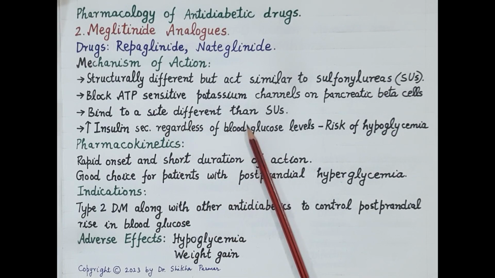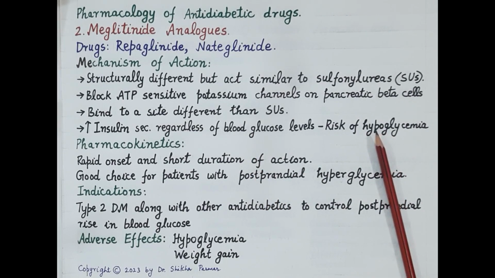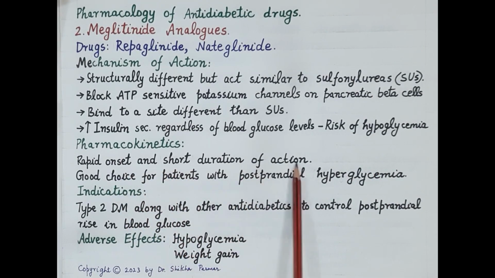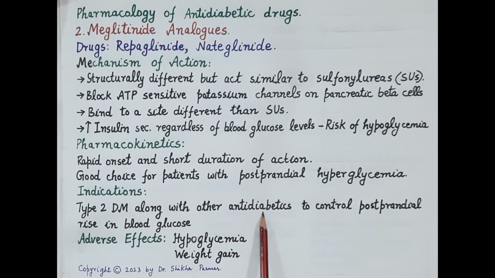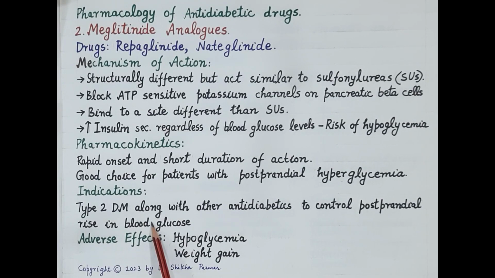So, situations like, for example, skipping meals after taking the drug can cause hypoglycemia. Now, unlike sulfonylureas, these drugs have a rapid onset and short duration of action. Now, because of their rapid onset and their short duration of action, these drugs are very useful in controlling postprandial, that is after meal, rise in the blood glucose levels. So, these drugs are used in the treatment of type 2 diabetes mellitus along with other anti-diabetic drugs to control postprandial rise in blood glucose.